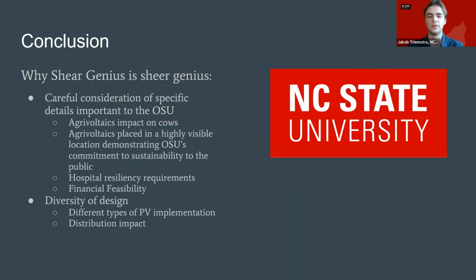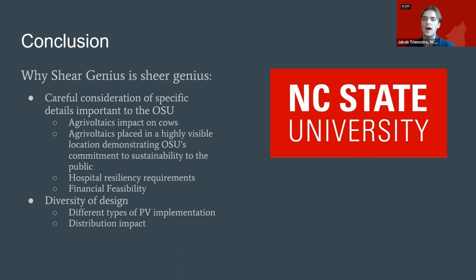And as we approach our time, I would like to offer some specific considerations that put us maybe in a different category than the other presentations in the OSU use case. Some things we considered was specifically the agrivoltaic impacts on the livestock, which is why we recommended swapping out cows for sheep. We also wanted to make sure that we did implement the agrivoltaics because of the visibility of the system and how it creates a good picture for the green electrification of the campus. We also had those specific considerations with the hospital resiliency requirements, which significantly impacted our decision to not recommend energy storage. And then we also prioritized financial feasibility with those battery systems because we know that while they're pursuing green electrification, energy storage isn't necessarily part of that future.